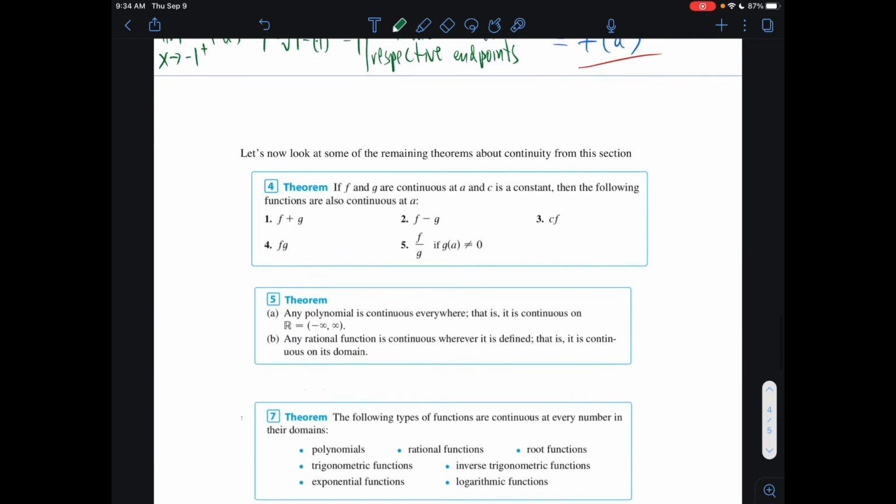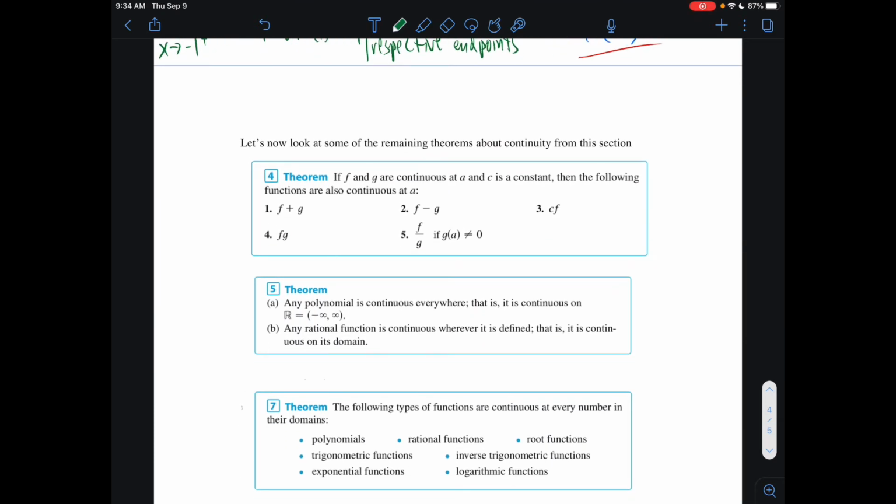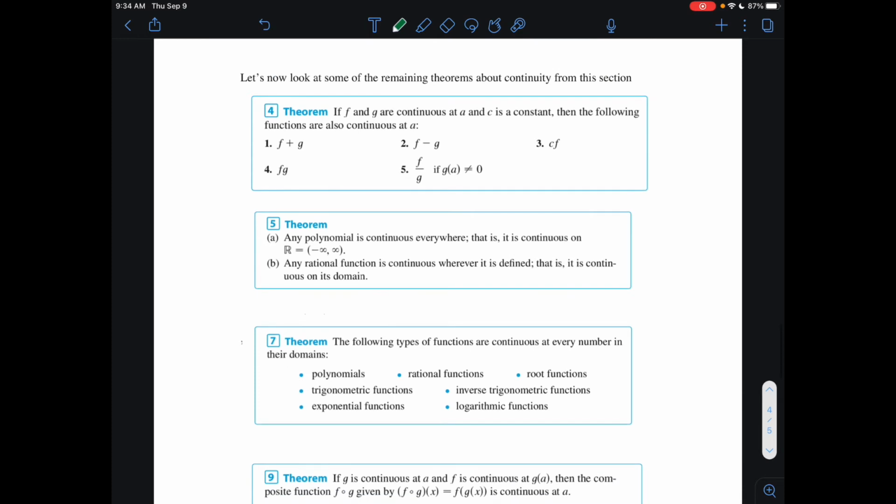So now let's look at some remaining theorems about continuity from this section. A lot of this stuff is similar to what we saw in limit laws. So first, if f and g are continuous at a, and if c is a constant, then the following functions are also continuous at a. So notice here we have a sum, a difference, a product, and a quotient.